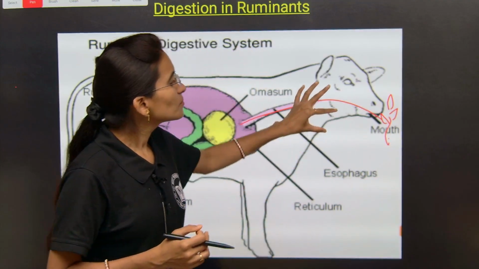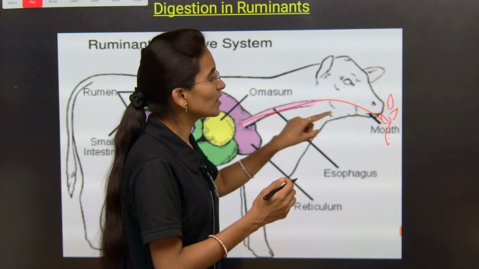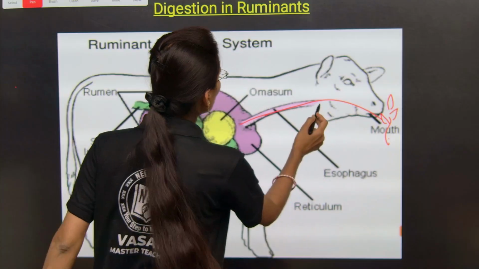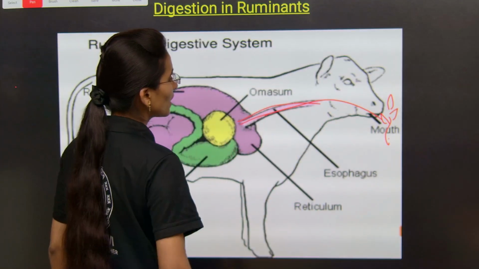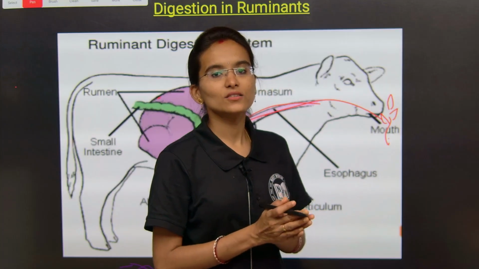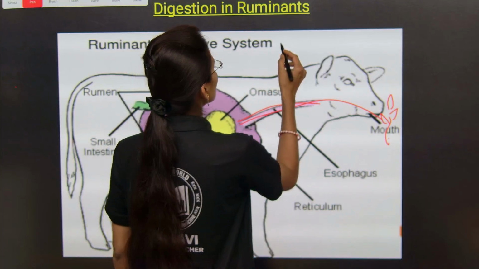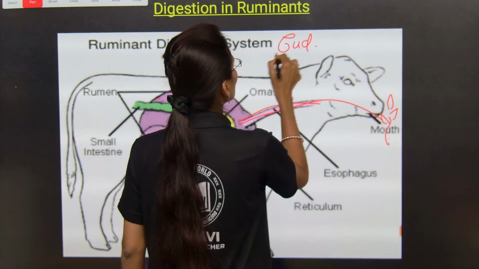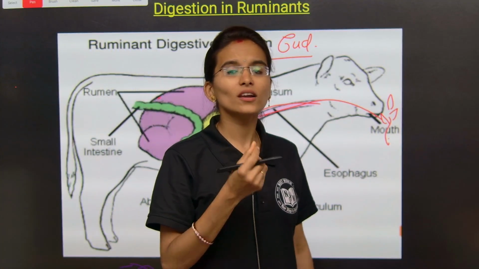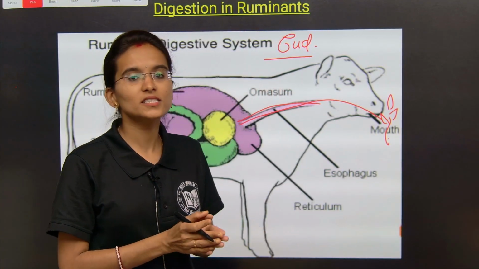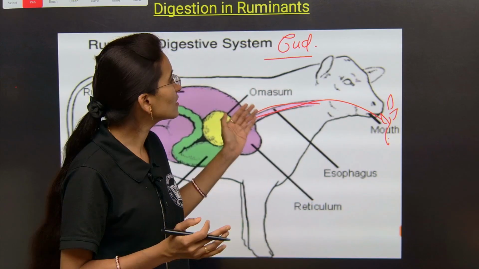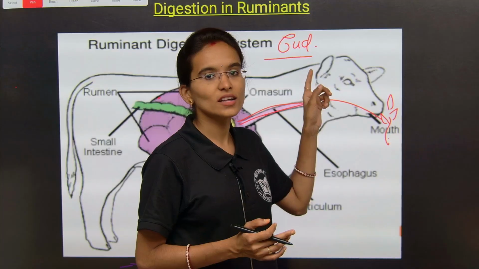Whenever the animal eats plants, the food passes with the help of the esophagus, and here the food is digested partially, my dear students. The partially digested food is called the curd. Same as the semi-solid ball-like food in human beings is called what, my dear students? Bolus, right. In the same way, here the partially digested food is called the curd.